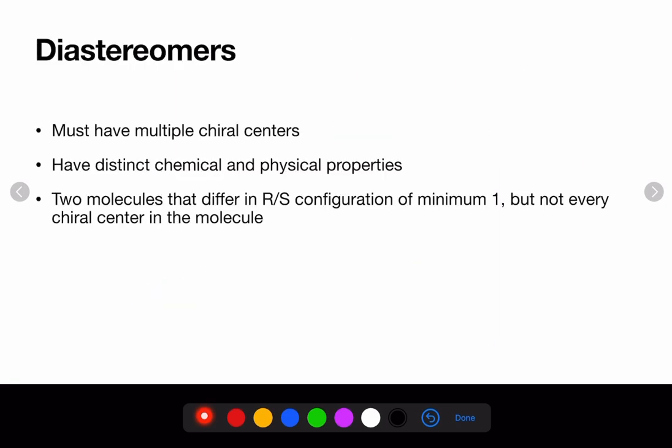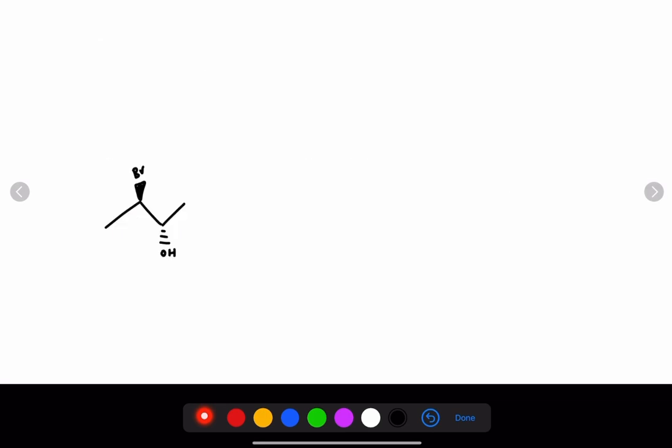Diastereomers are compounds that have multiple chiral centers, but differ in the R or S configuration around at least one, but not all chiral centers. Unlike enantiomers, which are mirror images, diastereomers have distinct physical and chemical properties. Let's go through an example.